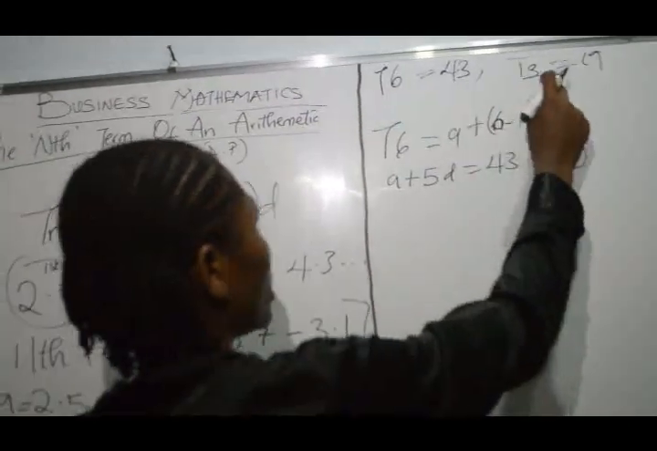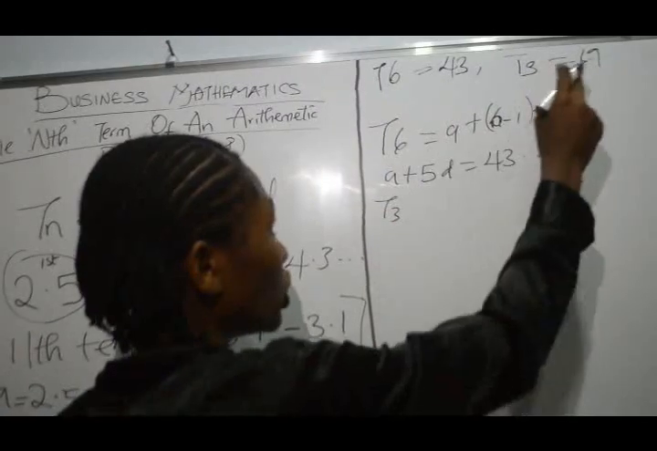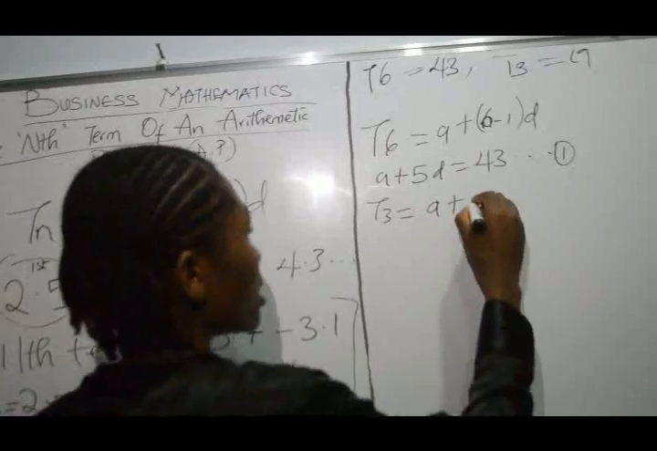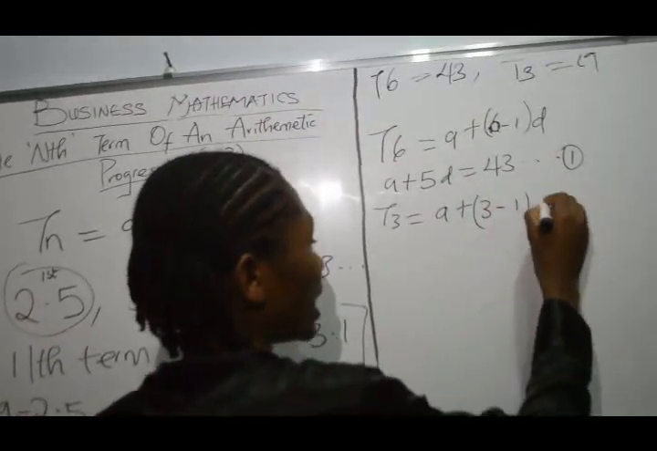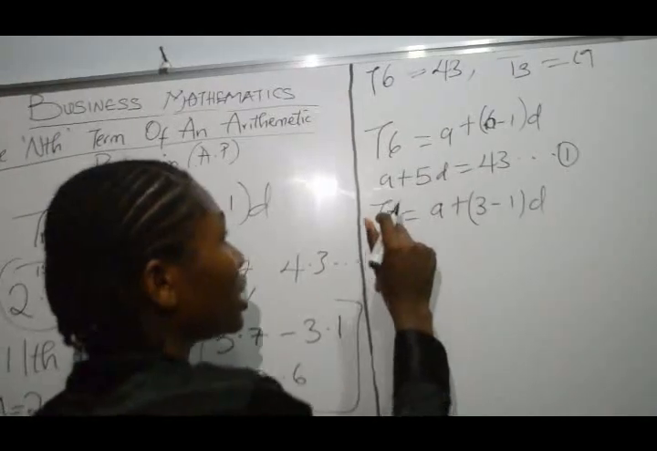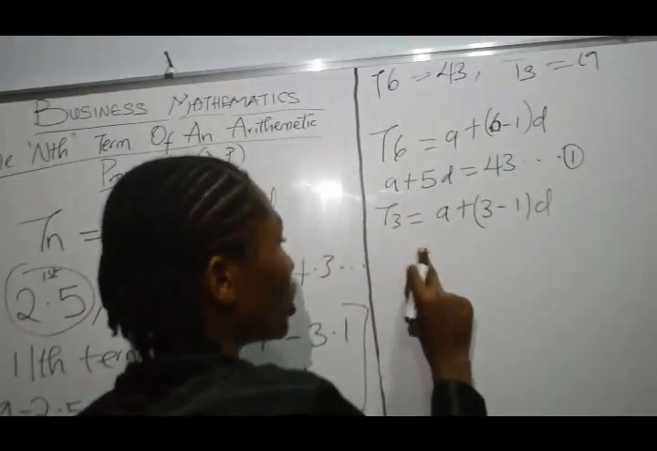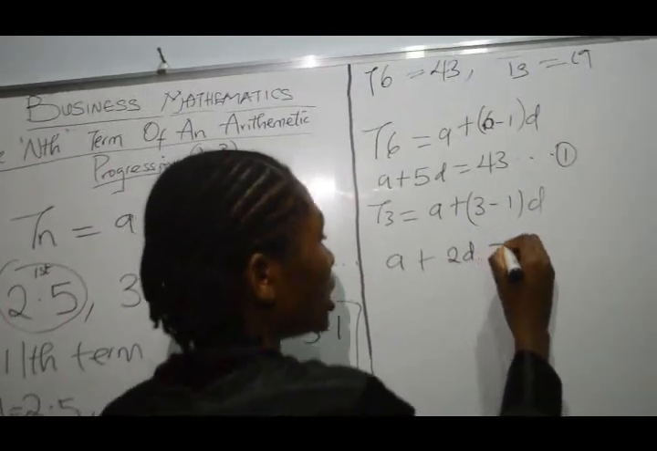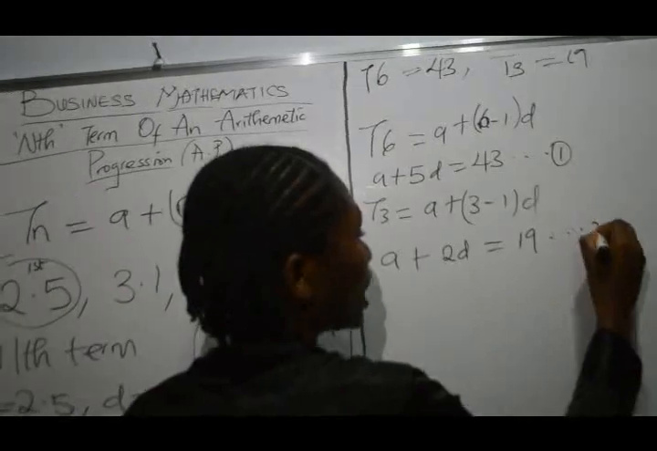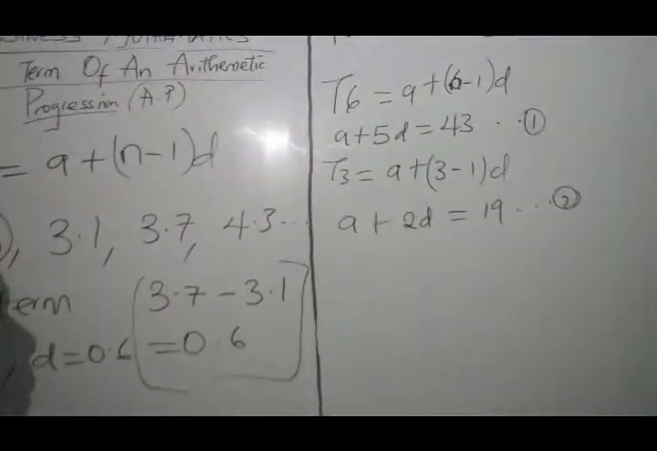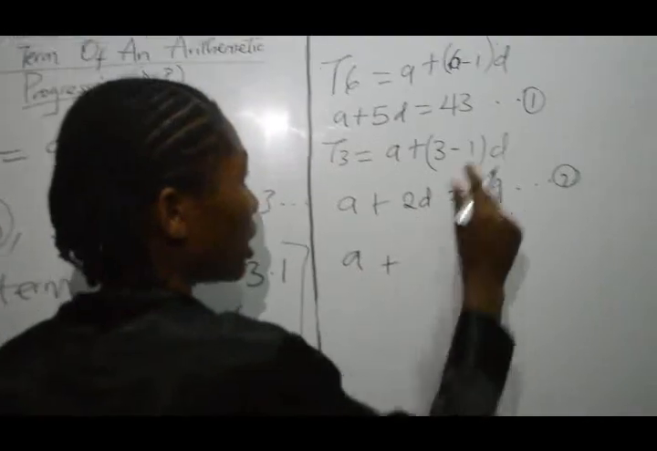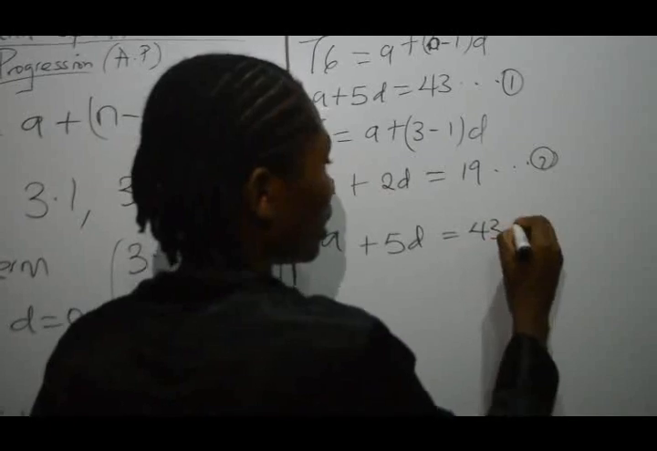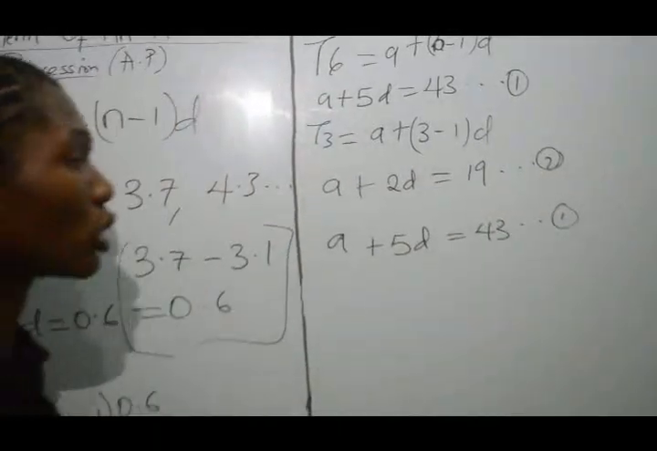Now let's take the next one. We have that our T3 is equal to 19, but T3 is equal to A plus, now our n is 3, minus 1, and our d we also don't know. In this case, T3 is 19, so we bring that out. A plus 3 minus 1 gives us 2d, so A plus 2d is equal to 19. We can call this our equation 2. Now I'm going to bring our first equation and second equation together. So this is our equation 1. I want to bring them close to each other.